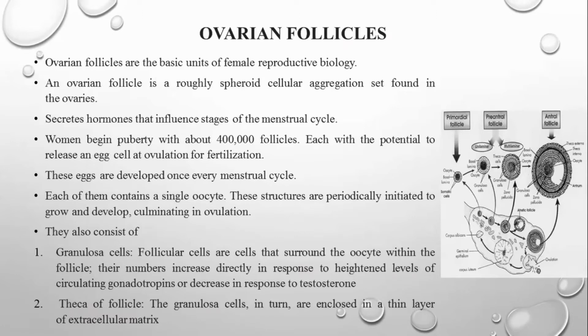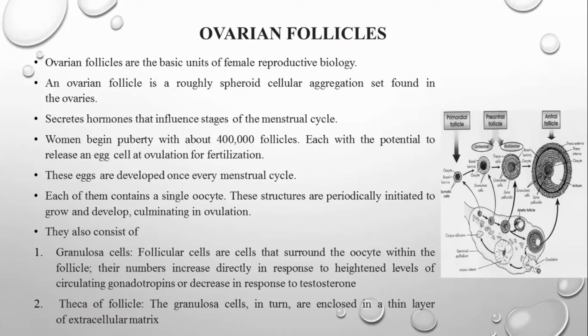The woman begins puberty with about 4 lakh follicles, each with the potential to release an egg cell at ovulation for fertilization. These eggs develop once in every menstrual cycle. Each of them contains a single oocyte. These structures are periodically initiated to grow and develop, culminating in the ovulation process. They also consist of two important cells, which we call the granulosa cells and the theca follicular cells.